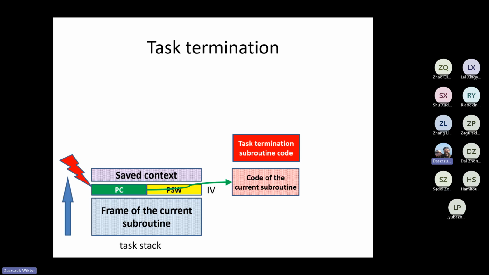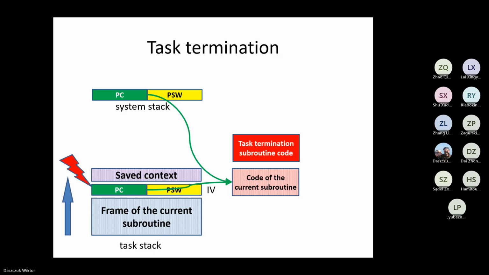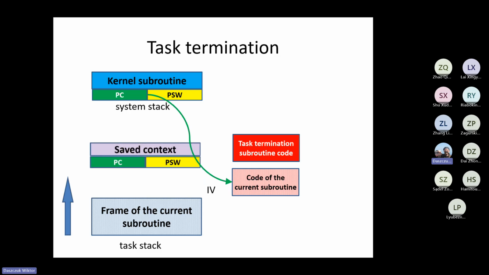And the kernel starts with saving the context of the process on the stack. So we have saved context. And we switch to the system stack. For technical reasons, this interrupt vector is repeated on the system stack. We'll not come into details why. For technical reasons, it is copied on the system stack. And the kernel subroutine starts to run using the system stack.